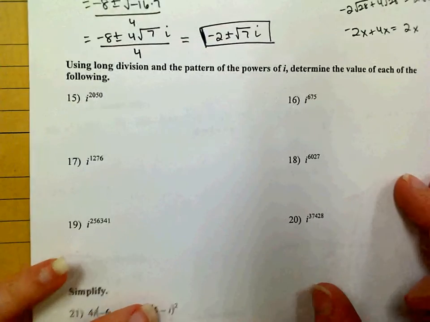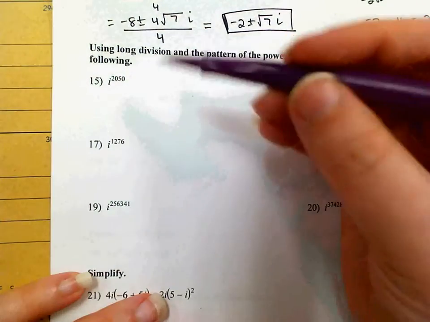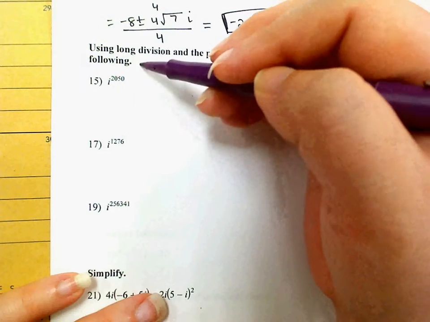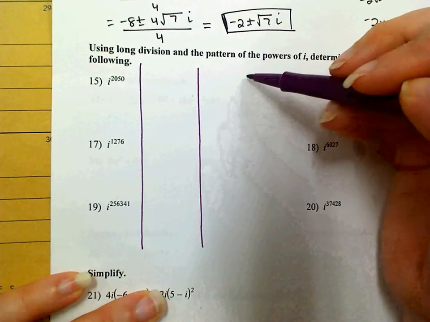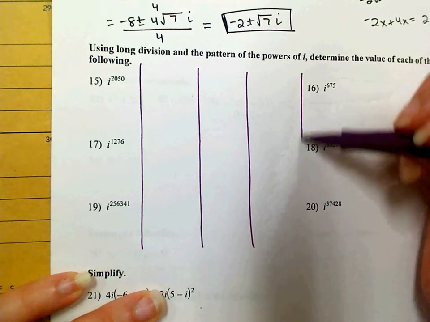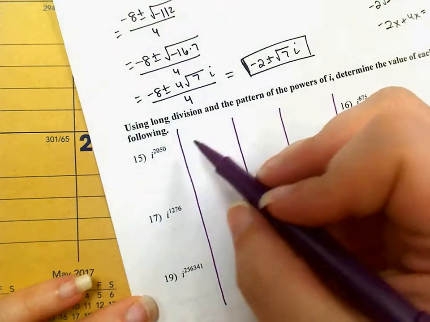I need to know what i to the 2050 is. So I'm going to go ahead and use this space to do the division. It's however you want to do it. I'm just going to go ahead and use it. Okay, so this is going to be number 15.